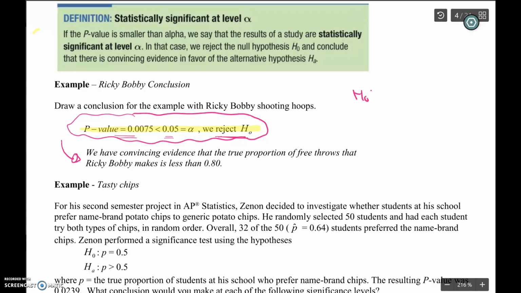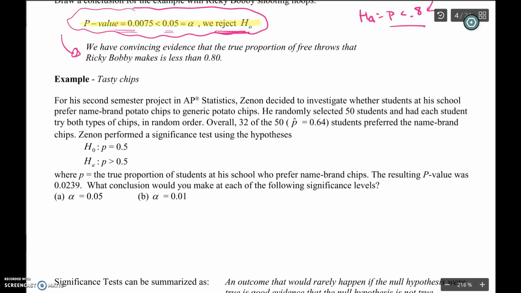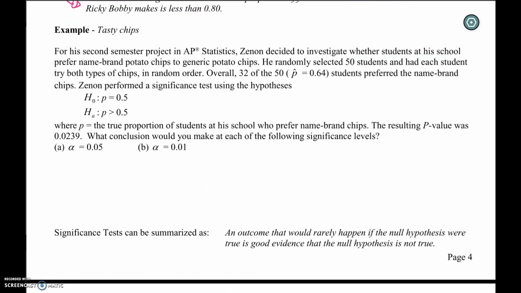So our null was p equals 80%, and our alternate is that p is less than 80%. So if we reject the null, then I'm going to say this is not true, and I'm going to conclude that this is true. So I'm going to say we have convincing evidence that the true proportion of free throws that Ricky Bobby makes is less than 80%. We'll talk about how to construct that a little bit better down the road.